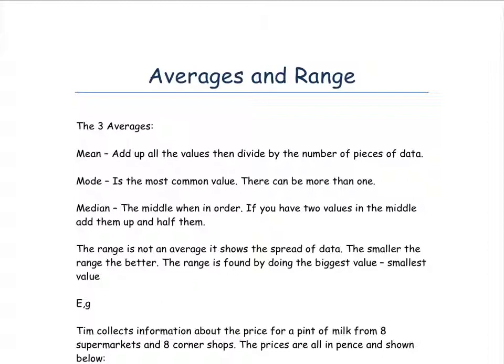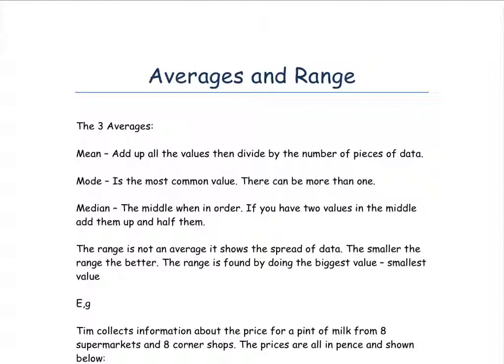And the median is the middle when in order. If you have 2 values in the middle, then you add them up and halve them. The real key thing here when finding the median is you must make sure that you always put the data in order first. And remember, if you have 2 values in the middle, you add them up and halve them, or you just think what number is directly in the middle of these 2 numbers.